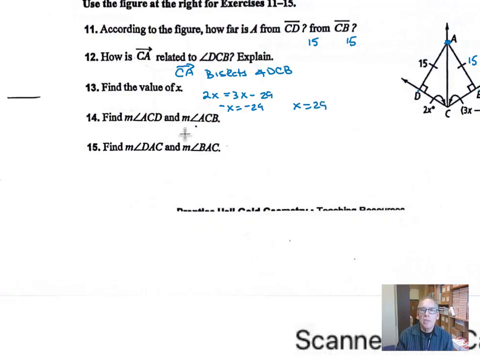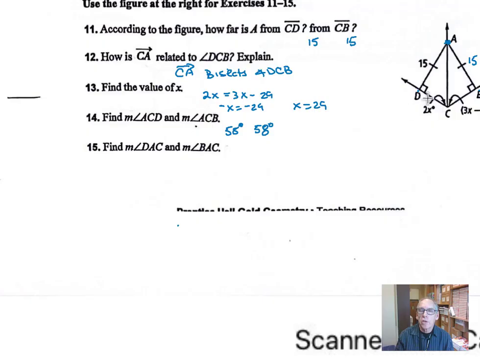Find the measure of ACD. ACD is going to be twice 29. That's going to be 58. And ACB is also 3 times 29 take away 29, which is the same as twice 29, which is going to be 58. And those are degrees.